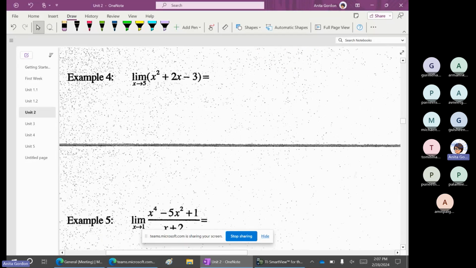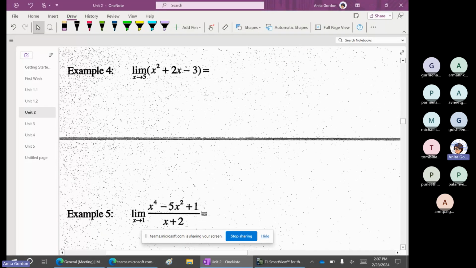So here's example 4. Take the limit of this function. This is a polynomial. You could write the entire polynomial into your calculator and do a table of values, or let us just split it up. Because I don't have a denominator in here, I could just look at what is the limit as x approaches 5 of x squared. Look at it and say it out loud.